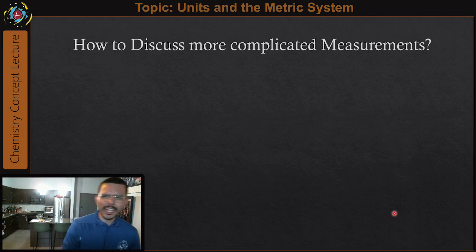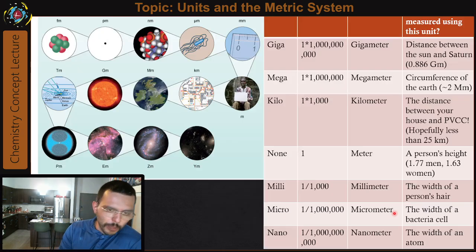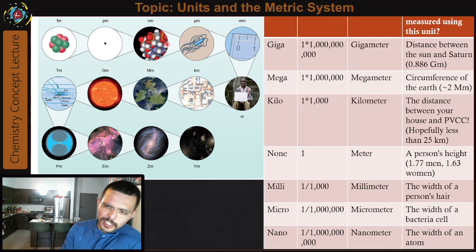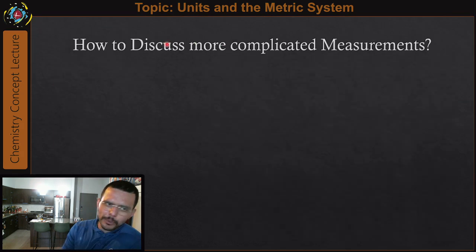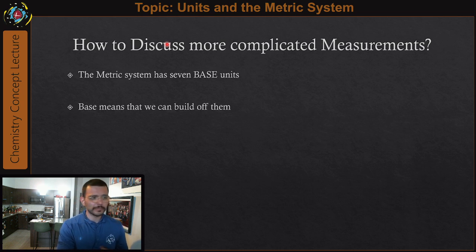So, bring that all together and we can describe size, right? We go back up here and we can say kilometer, micrometer, etc. The big limitation here is that we are only able to measure one thing. Those are the basics, right? So how do we discuss more complicated measurements? What if I want to tell you about the speed, or I wanted to talk to you about area? What could we do here?